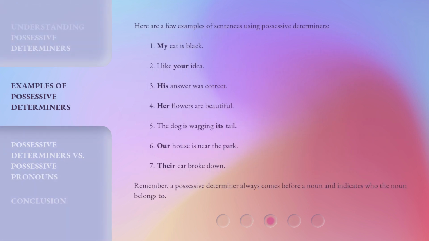Here are a few examples of sentences using possessive determiners. 1. My cat is black. 2. I like your idea. 3. His answer was correct. 4. Her flowers are beautiful. 5. The dog is wagging its tail. 6. Our house is near the park. 7. Their car broke down. Remember, a possessive determiner always comes before a noun and indicates who the noun belongs to.